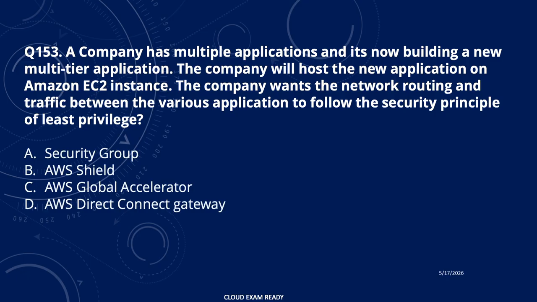So the question says the company has multiple applications and they are building a new multi-tier application. The company will host the new application on Amazon EC2 instances. The company wants the network routing and traffic between the various applications to follow the security principle of least privilege. So we need to find which option is suitable for least privilege security. So the correct answer here is option A, which is security groups. The traffic will stay inside AWS, it will not go outside AWS, if we configure it through security groups.